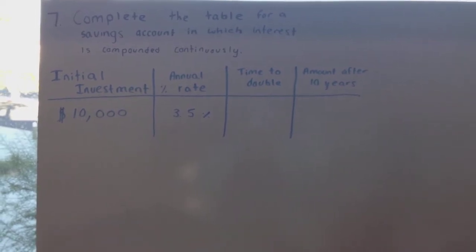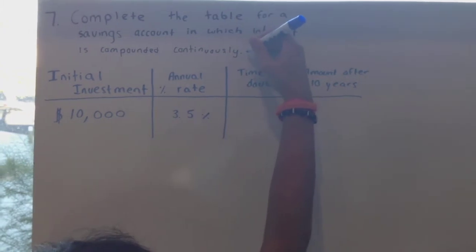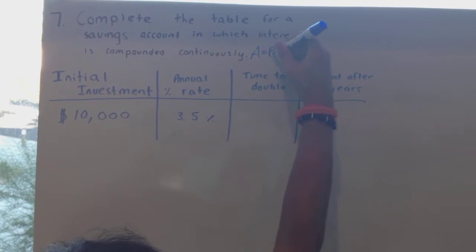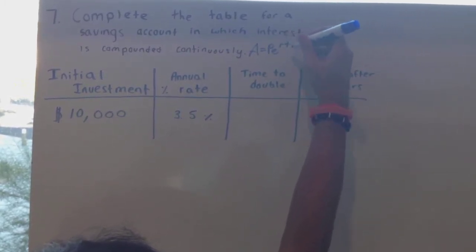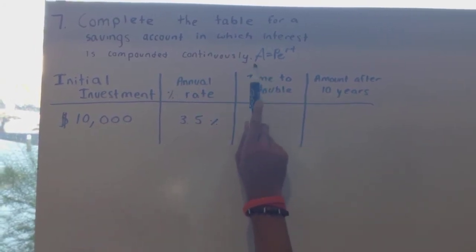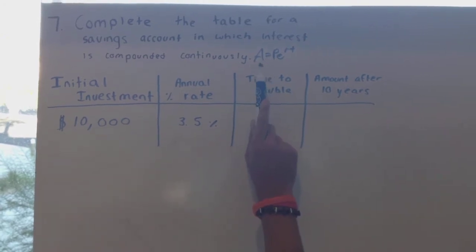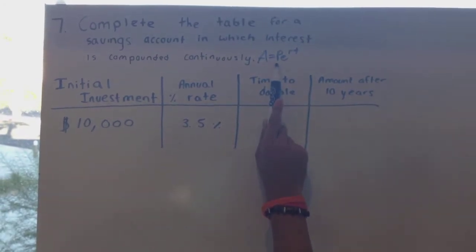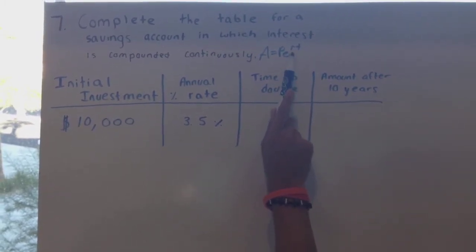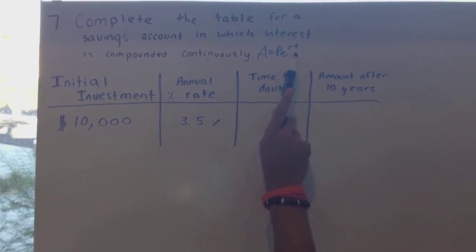The problem says you have to complete the table for a savings account in which interest is compounded continuously. First of all, you're going to need the formula A equals P e to the r t. A represents the amount after the years have passed, P represents the initial investment, e is the natural base, r is the annual rate, and t is the time in years.